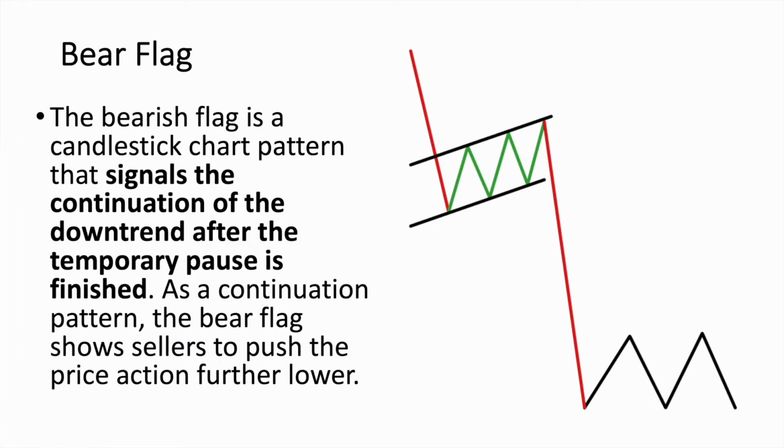The bear flag. The bearish flag is a candlestick chart pattern that signals the continuation of the downtrend after the temporary pause is finished. The temporary pause is when the consolidation happens. As a continuation pattern, the bear flag shows sellers pushing the price action further lower. That is the confirmation of the what?